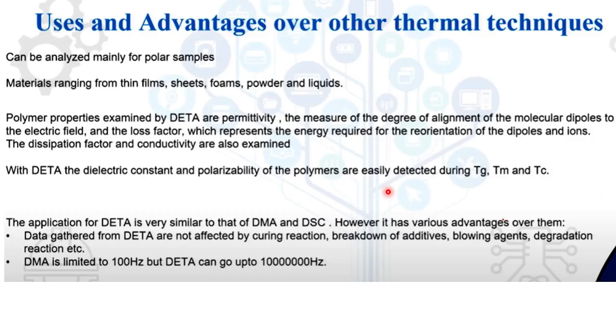The application of DEA is very similar to DMA and DSC. However, it has various advantages over the TGA, DSC, and DMA, because you can modulate a very broad frequency range from 0.01 Hertz to 1 lakh Hertz, whereas DMA is limited to 100 Hertz, but it can go up to 1 lakh in case of DETA. So that is the most advantageous part of a DETA.